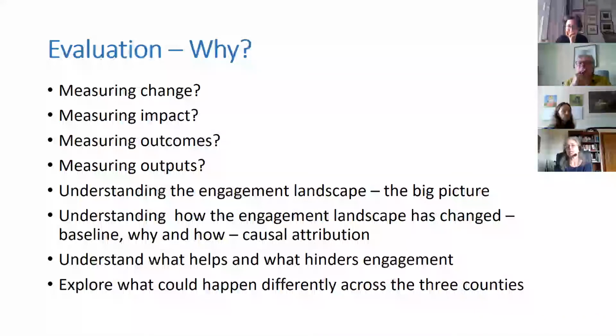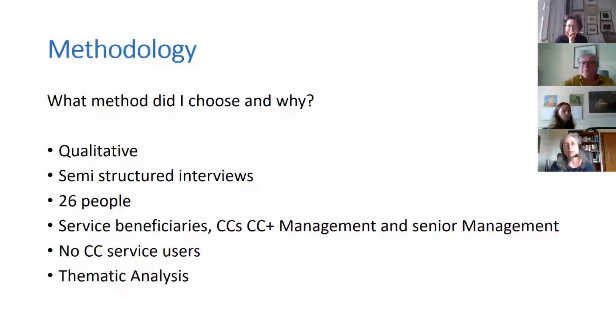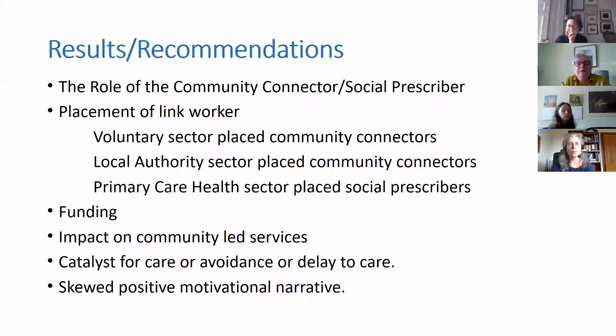So we really needed to look at how we would engage with the landscape, looking at the bigger picture and understanding impact. We also really wanted to understand what hindered or helped engagement across the 3 counties from the 3 different sectors. So we chose the qualitative method. We used a thematic analysis. We interviewed 26 people, but they were all people related to the service. We did not interview beneficiaries of the service.